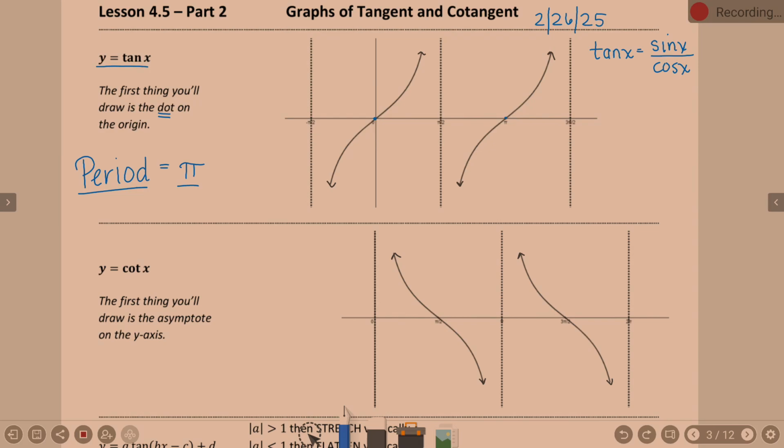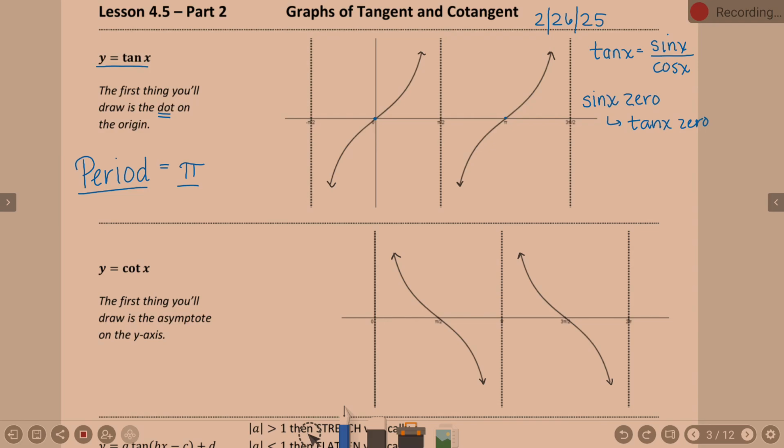Now, what this connection means is that sine is the top of the fraction. Anytime that the sine graph would have a 0, then there's going to be a 0 on the tangent x graph. So the sine graph has the same zeros as the tangent graph, is what I'm trying to say there. Because 0 on top of a fraction makes a fraction equal to 0.